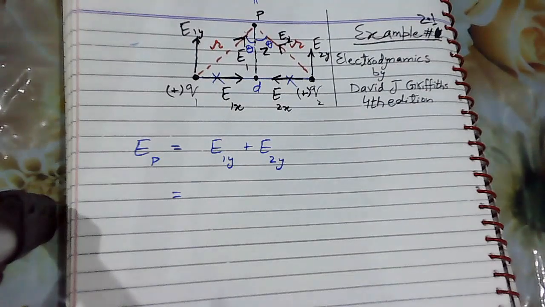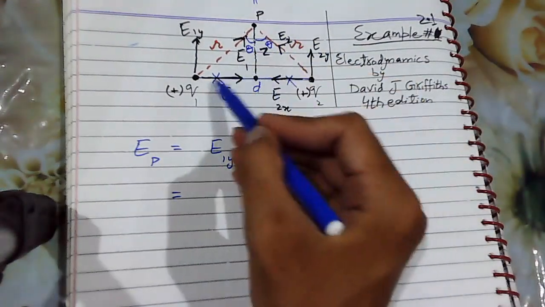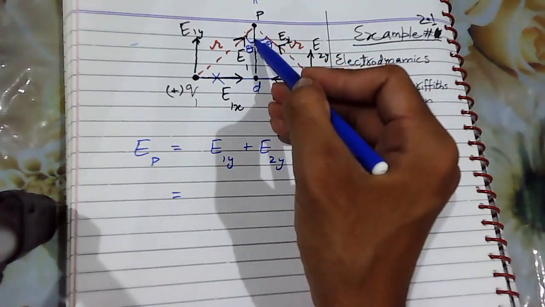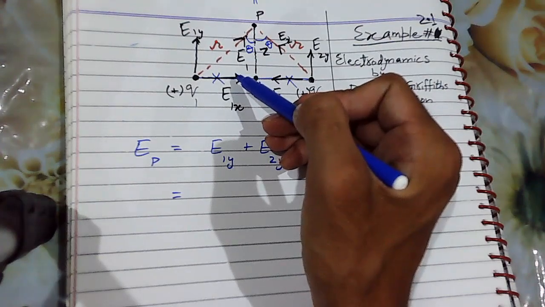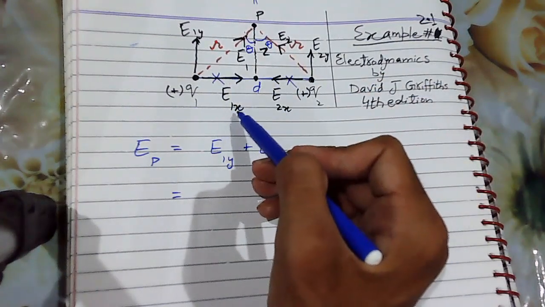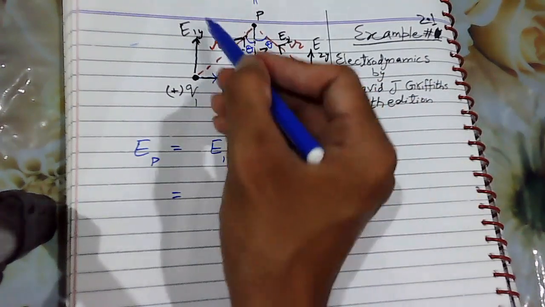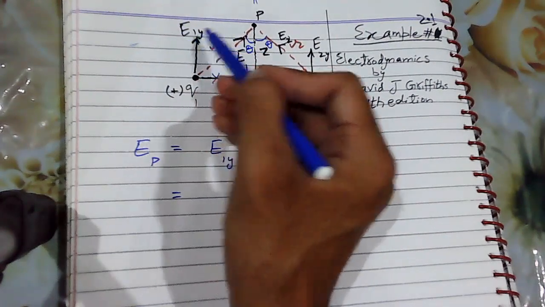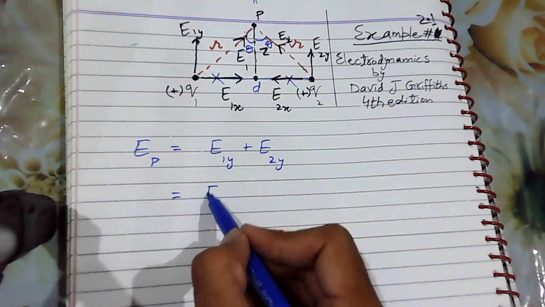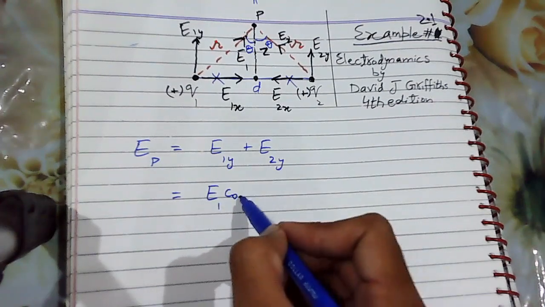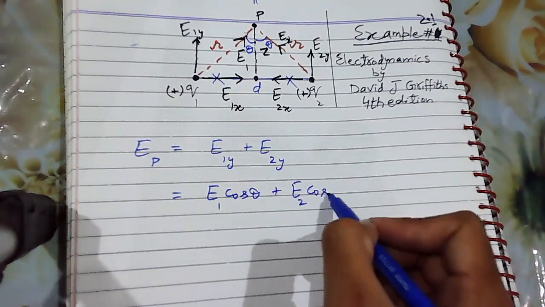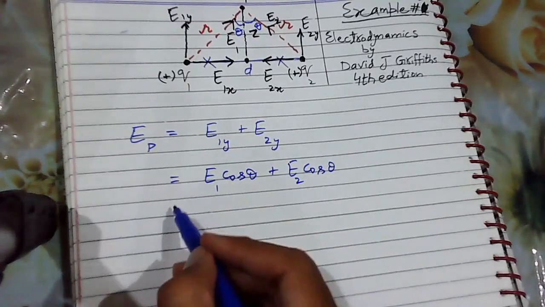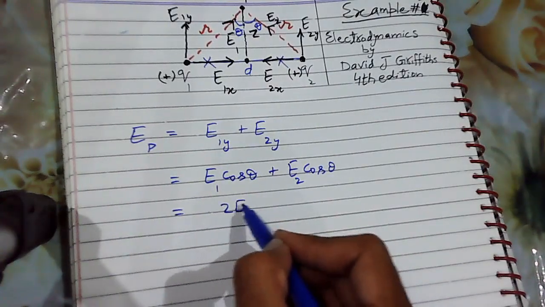Okay, now listen carefully: the component of our vector directly opposite to our angle is defined with sine theta, while the other component is defined with cos theta. Here the x component would be defined with sine theta, and the y component will be defined with cos theta. That's why E1y will be written as E1 cos theta, and similarly E2y will be written as E2 cos theta. Further, it can be written as 2E cos theta. Why?